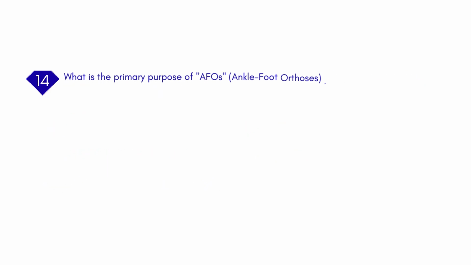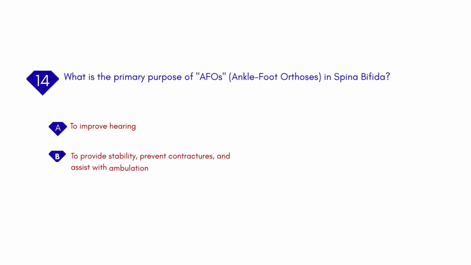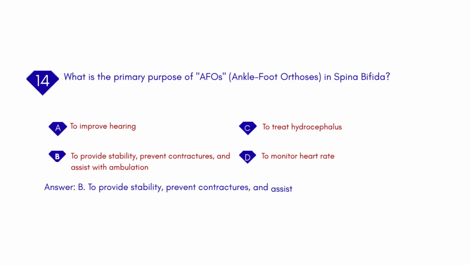What is the primary purpose of AFOs, ankle-foot orthoses, in spina bifida? A. To improve hearing. B. To provide stability, prevent contractures, and assist with ambulation. C. To treat hydrocephalus. D. To monitor heart rate. Answer: B. To provide stability, prevent contractures, and assist with ambulation.